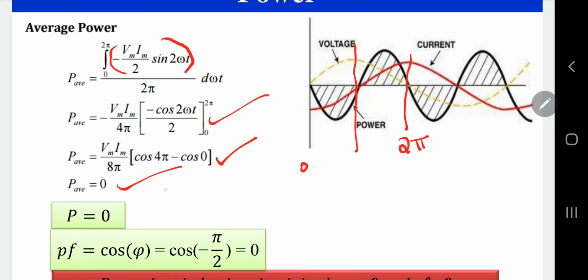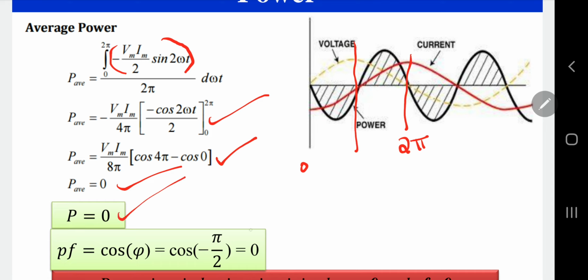This comes as a university question for most of the question papers. It is a repeated question. Prove that the average power of a pure inductive circuit or purely capacitive circuit is 0. Both cases are same. So the average power is equal to 0.